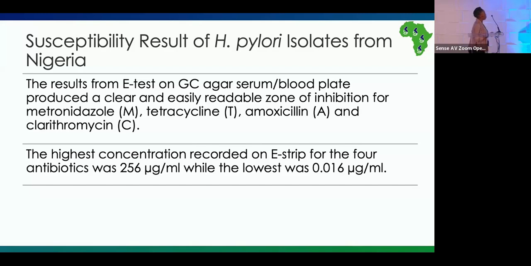For susceptibility testing of H. pylori isolates from Nigeria, we used E-test, which was done on GC agar using serum or horse blood with a vitamin mix to prepare the plate. And we tested for inhibition for metronidazole, tetracycline, amoxicillin, and clarithromycin. From the results, the highest concentration recorded from the E-test was 256 micrograms per ml, and the lowest antibiotic concentration was 0.016 micrograms per ml.